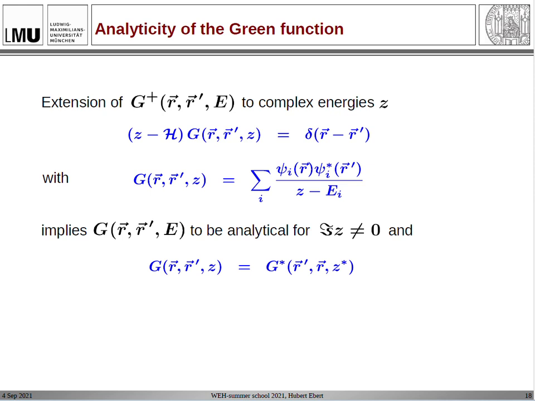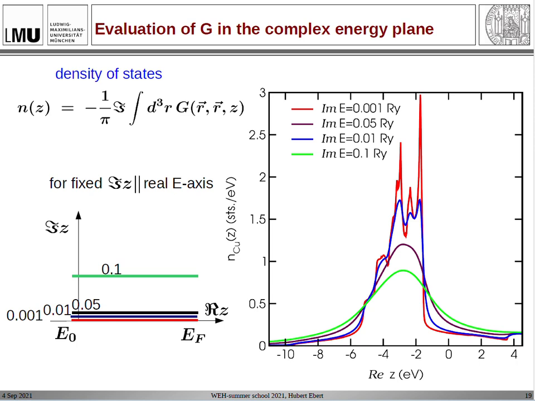One consequence of these properties is that you can evaluate the Green's function at a certain set value, and you immediately know what the Green's function is at Z star, at the complex conjugated energy. So that means, for example, if you have solved the problem for the energies above the real axis, you know immediately how the solutions look on the other side of the real axis.